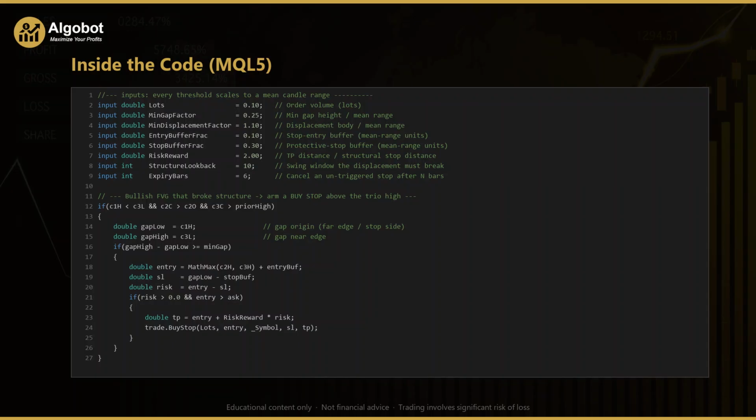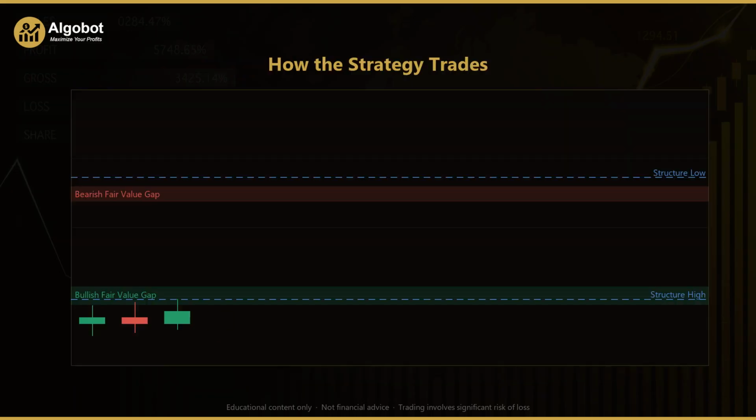As long as that risk is positive and the entry sits above the current ask, the take profit is computed at the risk-reward multiple, and a buy stop is sent. The bearish side, not shown here, is the exact mirror image. Let's watch this play out on the chart.